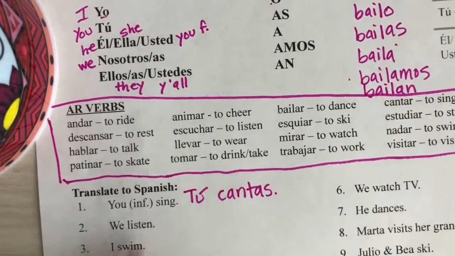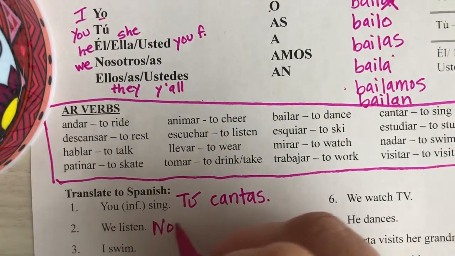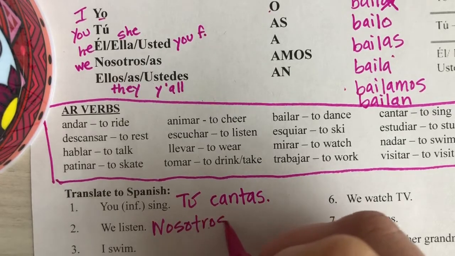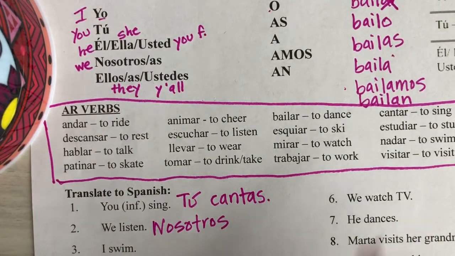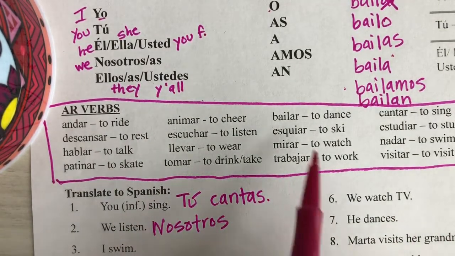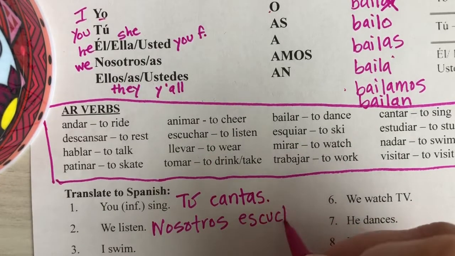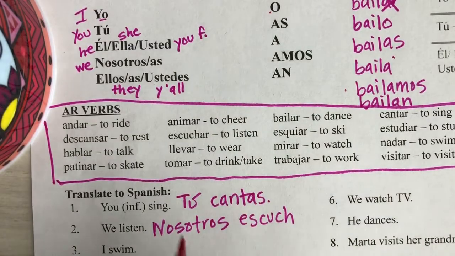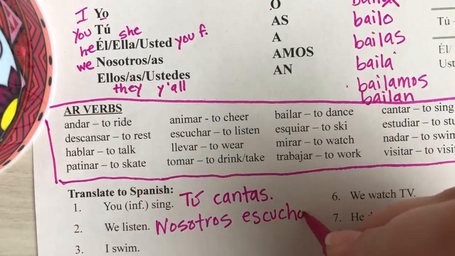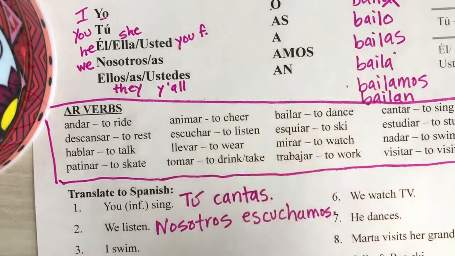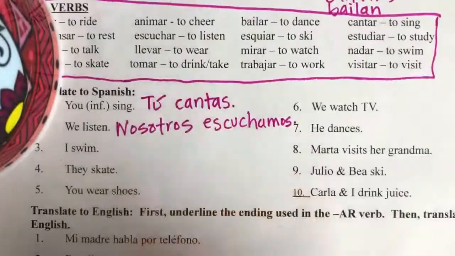Okay, number 2, we listen. So we is nosotros. Then you look up here for to listen, which is right here, escuchar. We drop the AR, so we're left with escuch. And then we come up here and we add amos. Nosotros escuchamos, we listen.